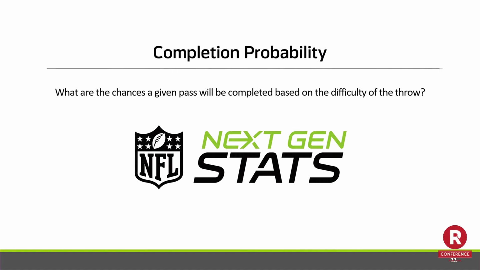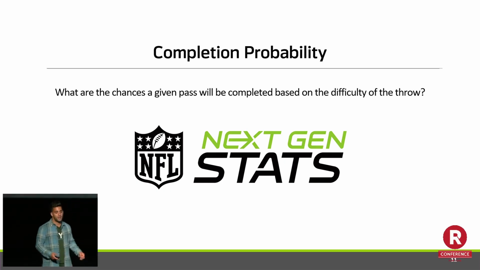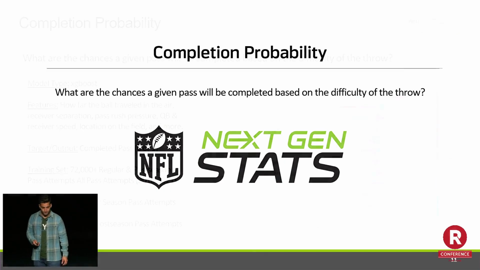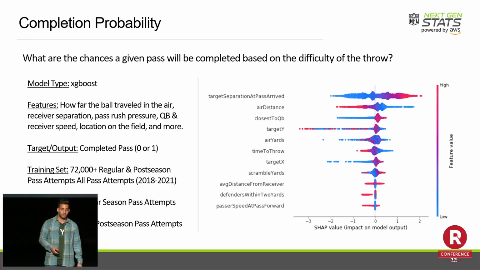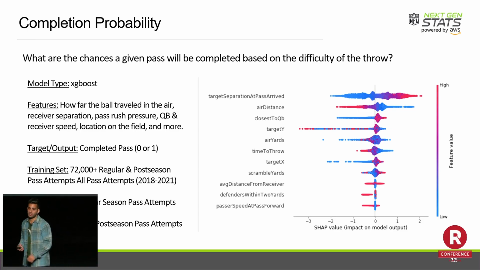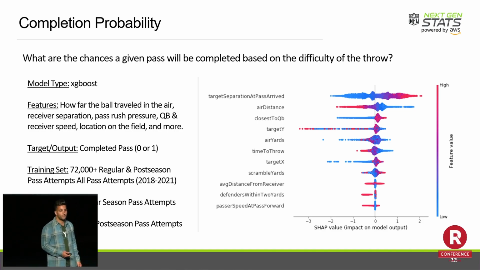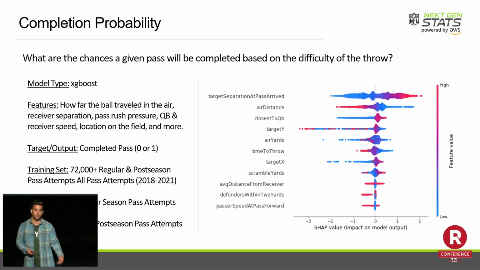So let's start with completion probability. The question that this model is trying to answer: what are the chances a given pass will be completed based off of the difficulty of the throw? So the model we used is an XGBoost model. The features that go into it, you can see on the right with the SHAP plot. So we have how far the ball traveled in the air, the separation the receiver had from the nearest defender when the ball arrived, how fast the quarterback and the receiver were going, the location of the quarterback when he threw the football and the receiver when they threw the football, and much more.